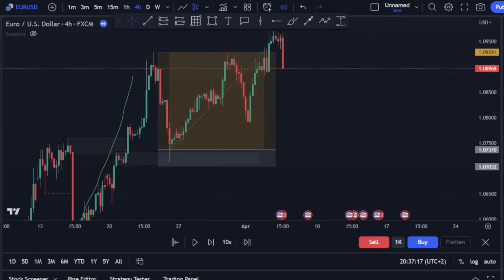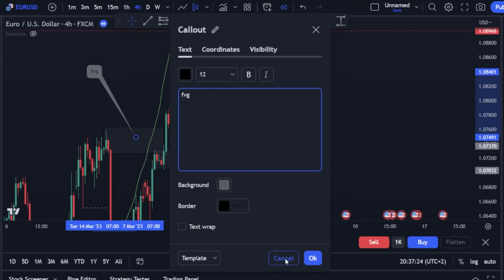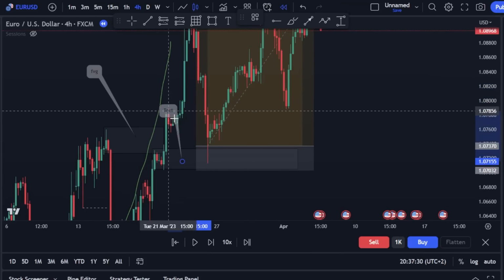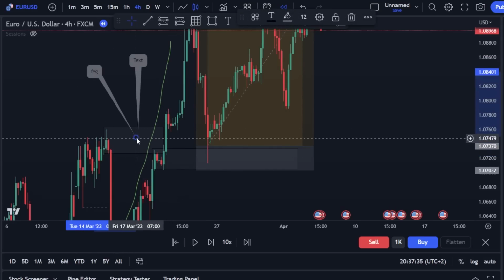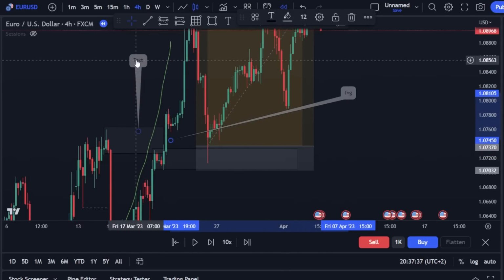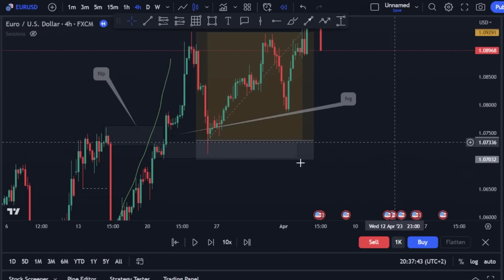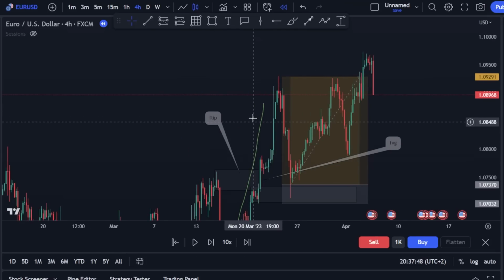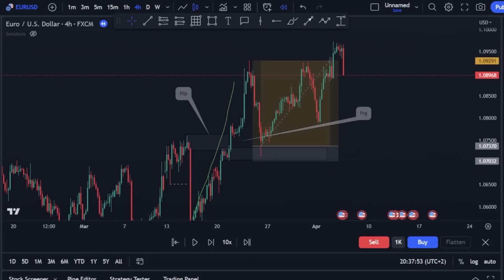Okay, and we can see that because we use the confluences of the fair value gap, okay, or imbalance, and we use the confluence of the flip, okay. Whoops, this is the flip, okay, and the fair value gap is here, okay. So we got the flip and we got the fair value gap. It makes this zone extremely strong, and you can see it reacted very well to that zone. So that's putting all of the confluences together that I've taught you about so far.